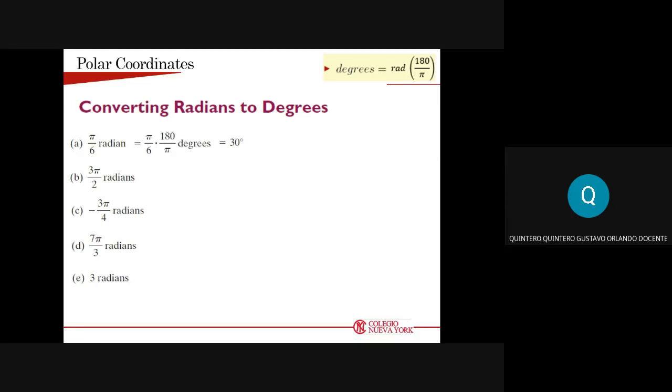Congratulations to Majo Altamar, Valerie Castro, Nata Quintero, Tefa Cabrera, Santi Camacho, and Dani Ruiz. Let's go for the second one. 3 pi over 2. We put this inside the calculator: 3 pi over 2 times 180 over pi. Cancel the pi and then do the algebra. We have 270. And 4 people got it before me. Beautiful. Majo Roa, Nata Quintero, Dani Ruiz, and Tefa Cabrera.